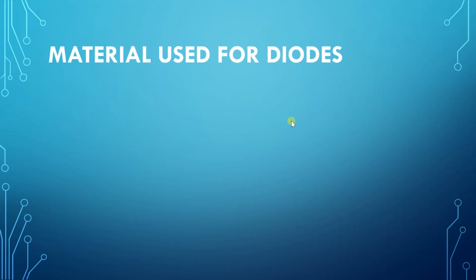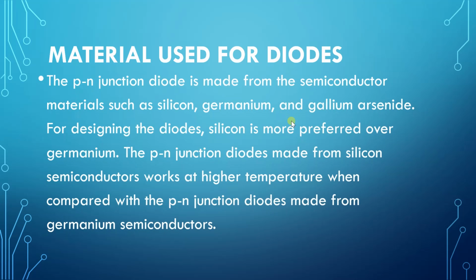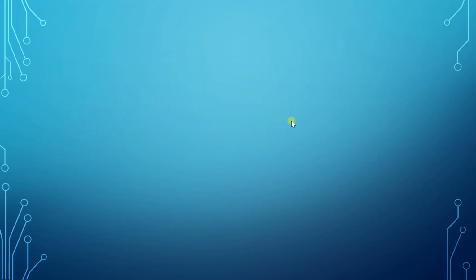Now, what materials are used for diodes? The PN junction diode is made from the semiconductor materials such as silicon, germanium and gallium arsenide. For designing the diodes, silicon is more preferred over germanium. The PN junction diode made from silicon semiconductors works at high temperature when compared with PN junction diode made from germanium semiconductor. Means the silicon diode can work at high temperatures as compared to germanium semiconductors.